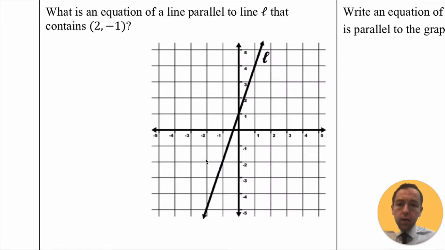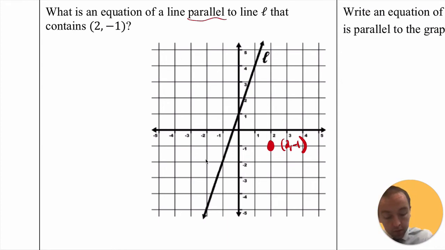We are asked here to determine the equation of a line that is parallel to line L and that also contains the point (2, -1). So thinking about what this looks like graphically, we definitely want this to contain the point (2, -1), but also run parallel to line L. Since lines that are parallel always have the same slantedness, or in other words the same slope, we'd want this line to have the same slope as L.